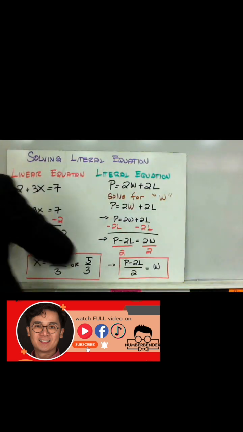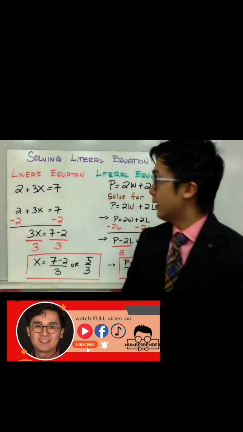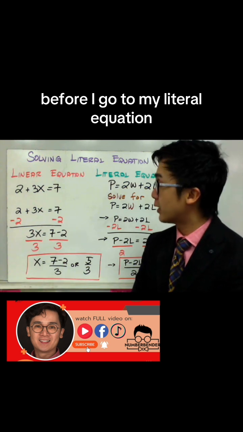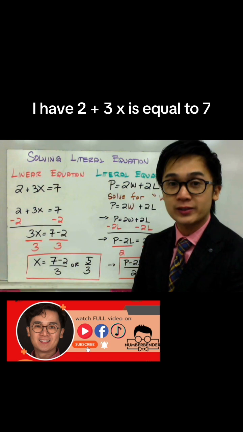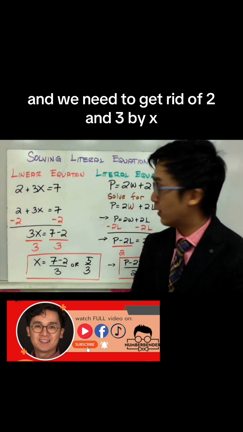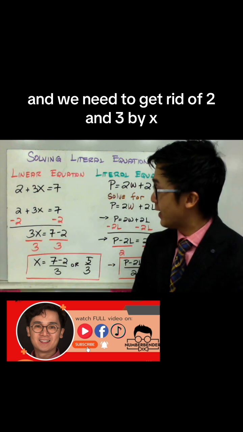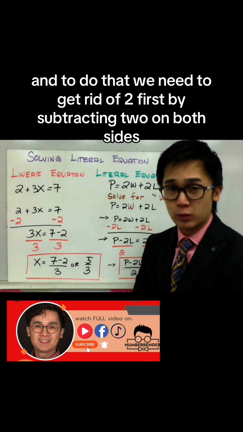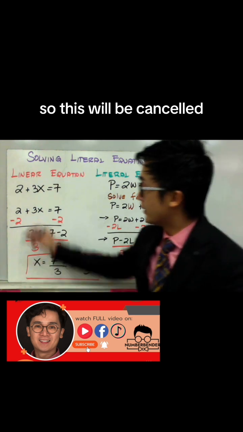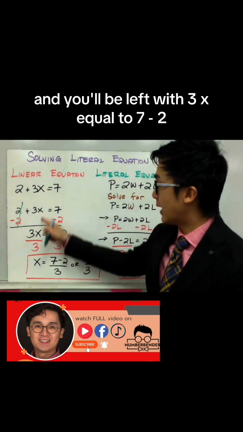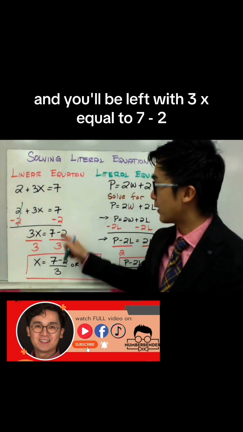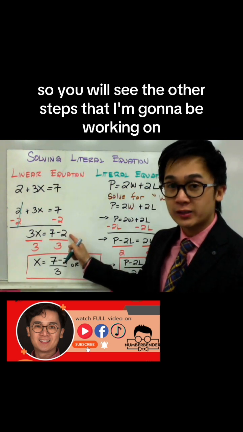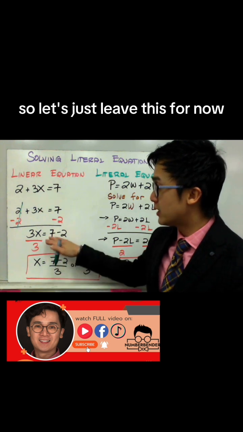In this example, before I go to my literal equation, I have 2 plus 3x equal to 7. We need to get rid of the 2 and the 3 by x. To do that, we get rid of 2 first by subtracting 2 on both sides. This cancels out, and you'll be left with 3x equal to 7 minus 2. I'm not going to subtract 7 minus 2 yet, so you can see the other steps. Let's just leave this for now.